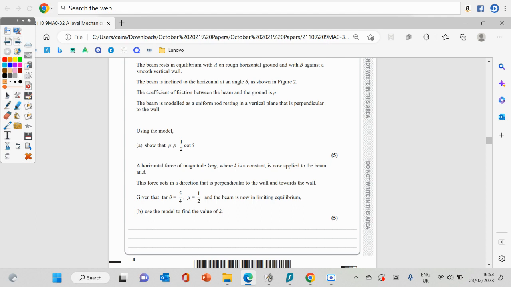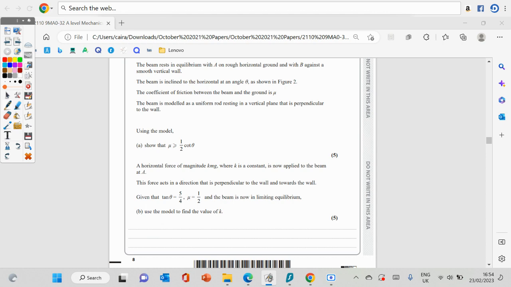That's also fine. In part B, we've got a horizontal force of magnitude kmg, where k is a constant, now applied to the beam at A. This force acts in a direction that is perpendicular to the wall and towards the wall. Given that tan theta is 5/4 and mu is 1/2, and the beam is now in limiting equilibrium, use the model to find the value of k. So we're looking for the mass. Okay.